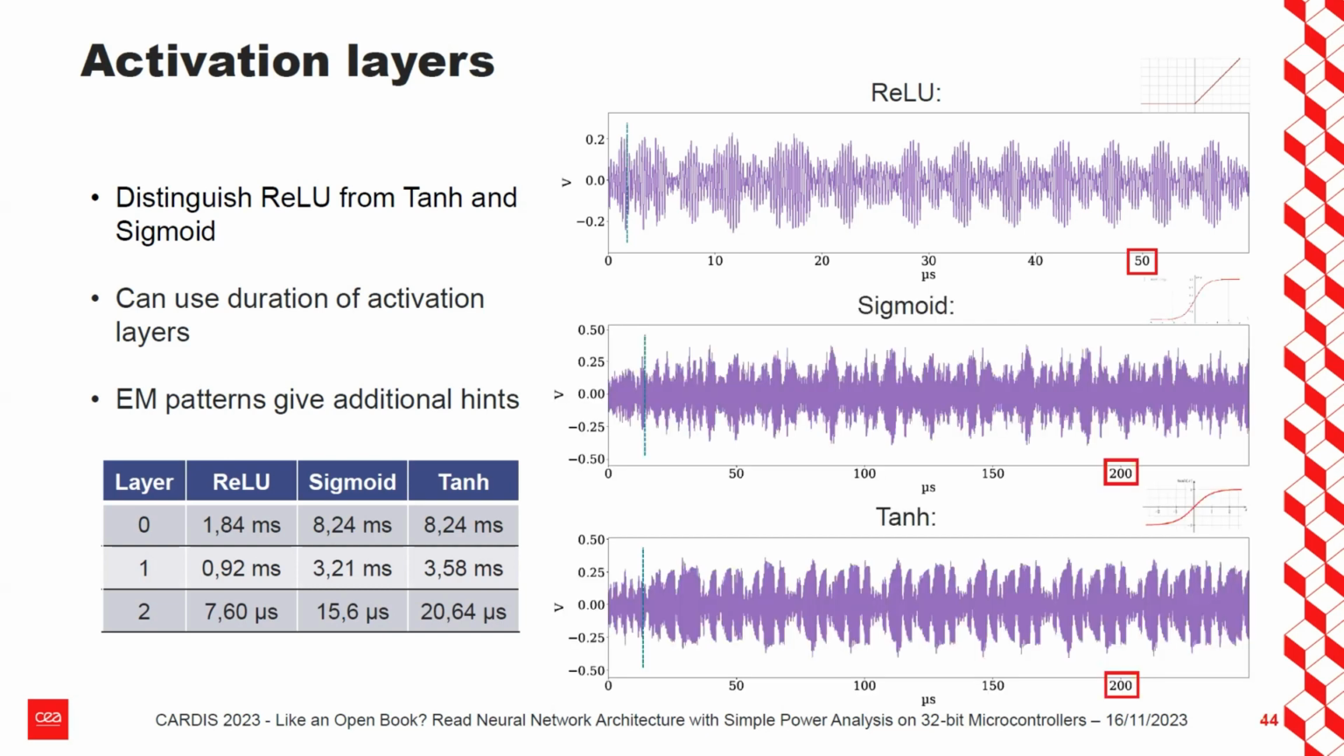Another hint is the patterns appearing in the electromagnetic leakages that are slightly different for the ReLU compared to the others, especially when we are looking at the duration of those patterns, allowing us to have additional hints regarding what activation function is used in the model that we are targeting.